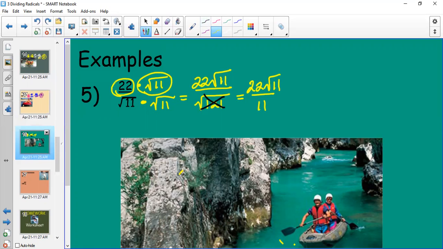Now, here is where I can simplify. Because 11's on the outside and 22 is also on the outside. Now this is a division problem, so I'm going to divide these two. 22 divided by 11 is 2 over 1, and I don't need to write the 1 on the bottom, so I'm going to get rid of my fraction. And then I still have the square root of 11. So final answer here is 2 square root of 11.